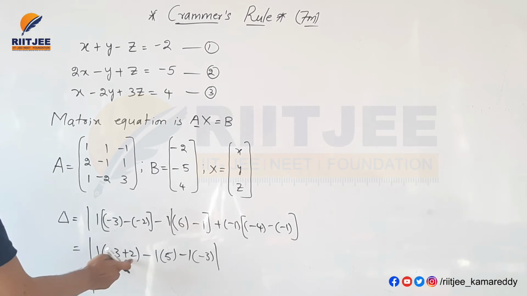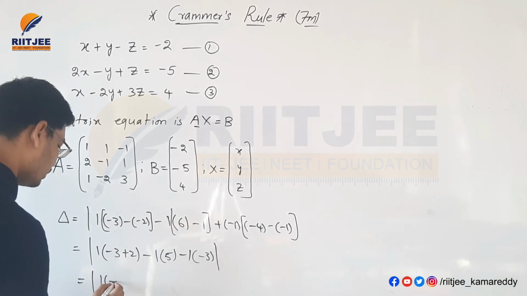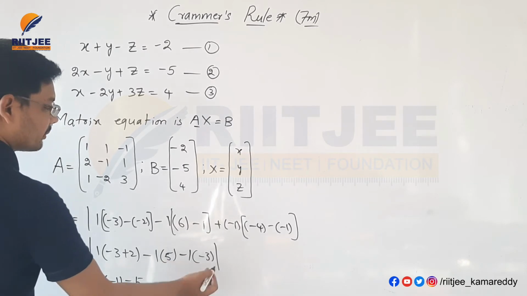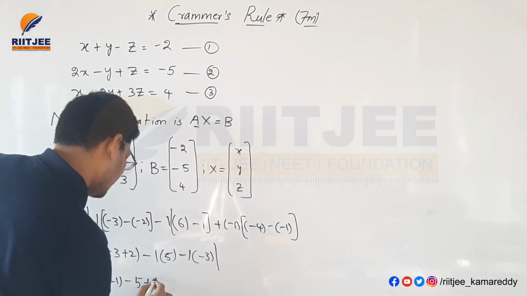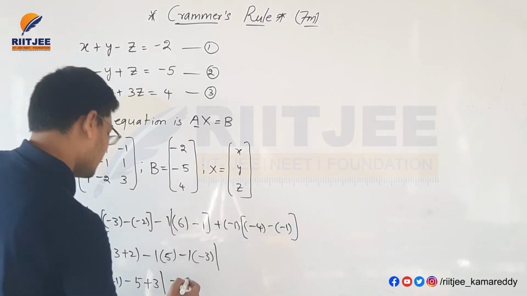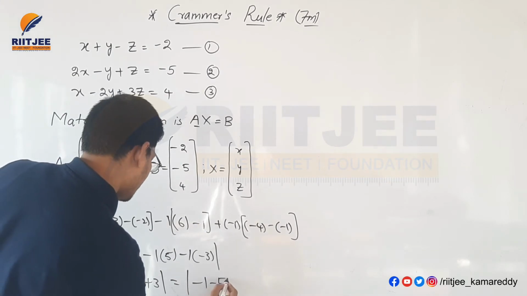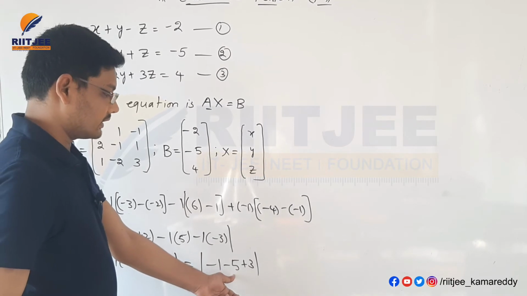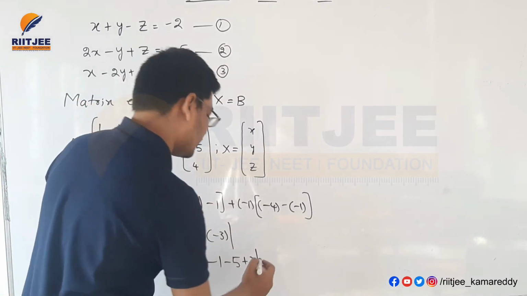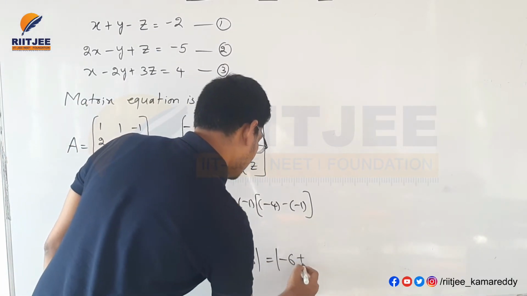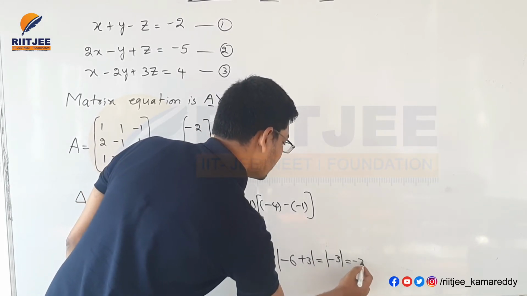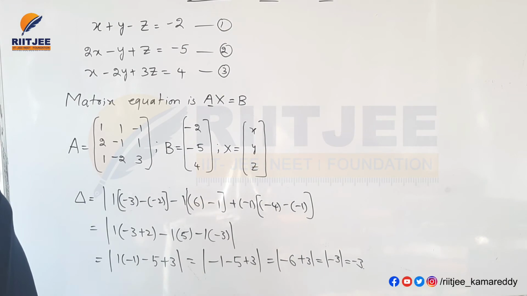Next, -3 +2, that is -1, into -1, and -1 into 5, -5, minus into minus become +3 here. Here -1 -5 +3, -1 -5, that is equal to -6, -6 +3, that is equal to -3. The delta value will be -3 here.